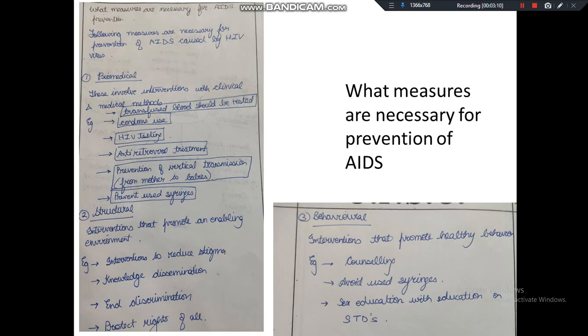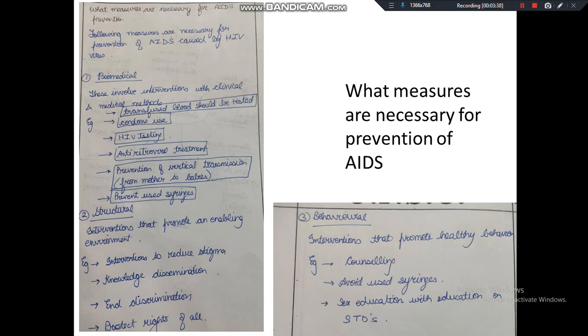The second question was, what measures are necessary for prevention of AIDS? In this I have given an introduction that the following measures are necessary for prevention of AIDS caused by the HIV virus. You can also give the definition of AIDS, which is acquired immunodeficiency syndrome, and the full form of HIV, which is human immunodeficiency virus. Since the word limit is there, I have not mentioned that. I directly came to the measures necessary for its prevention. First is biomedical, second is structural, and the third is behavioral.